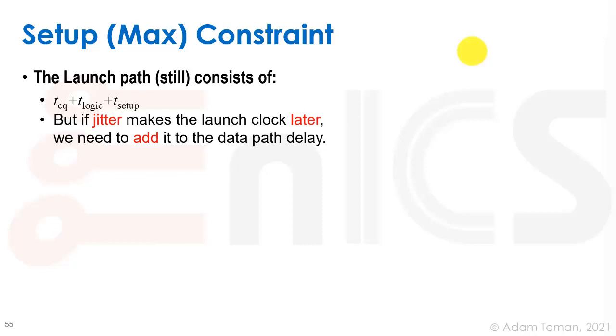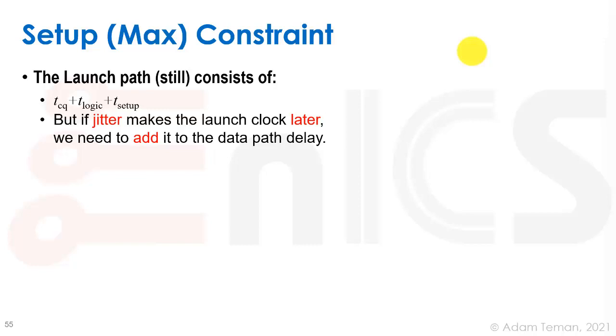So let's revisit our max constraint now that we have this skew and jitter. Again, we have the TCQ plus T logic plus T setup that are our launch path. But jitter is a random thing that can move sometimes a bit later, a bit earlier, even between two clock cycles. So jitter makes the launch clock later in the worst case. Because remember, we want to see what our worst case is. So it will lengthen our launch path, which means that the data was launched a bit later. So we take the worst case jitter where the edge arrived late, and we want to see our clock cycle.